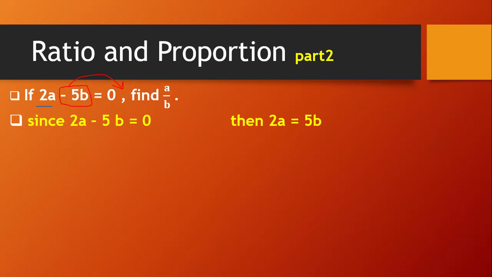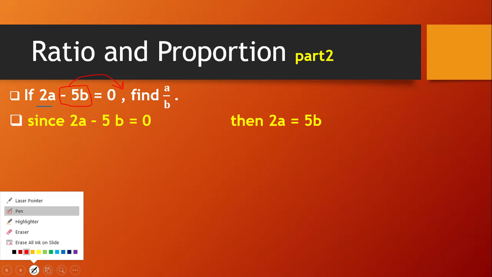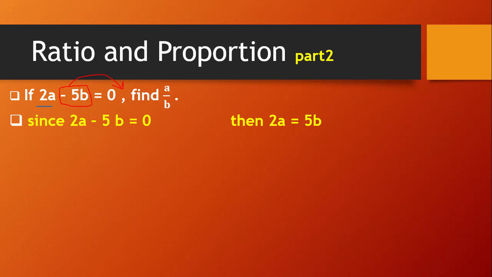Now what do you want? I want a over b. Look at here and pay attention. A over b equals 5 over 2, from left to right, from right to left. So if you have two quantities, you can get the ratio between them. Here, for example, at first step, I put 2a in the left hand side and 5b in the right hand side. Then a over b equals 5 over 2.